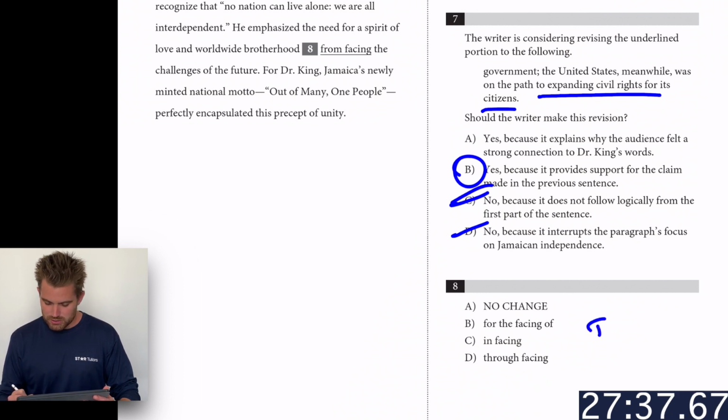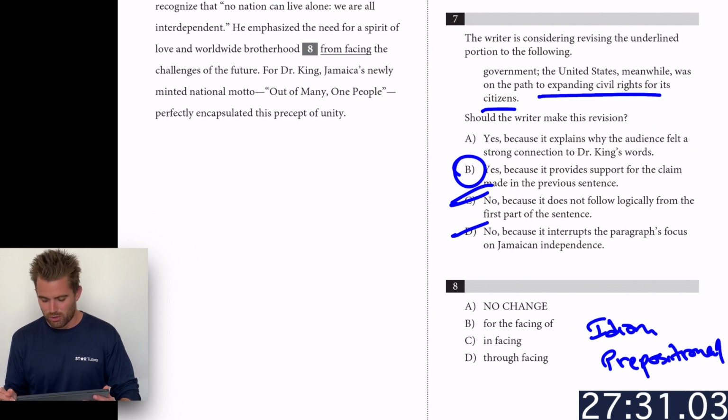This is an idiom question, guys. Idioms, prepositional idioms is what we call them. This is largely based on sound. These are generally really hard questions.